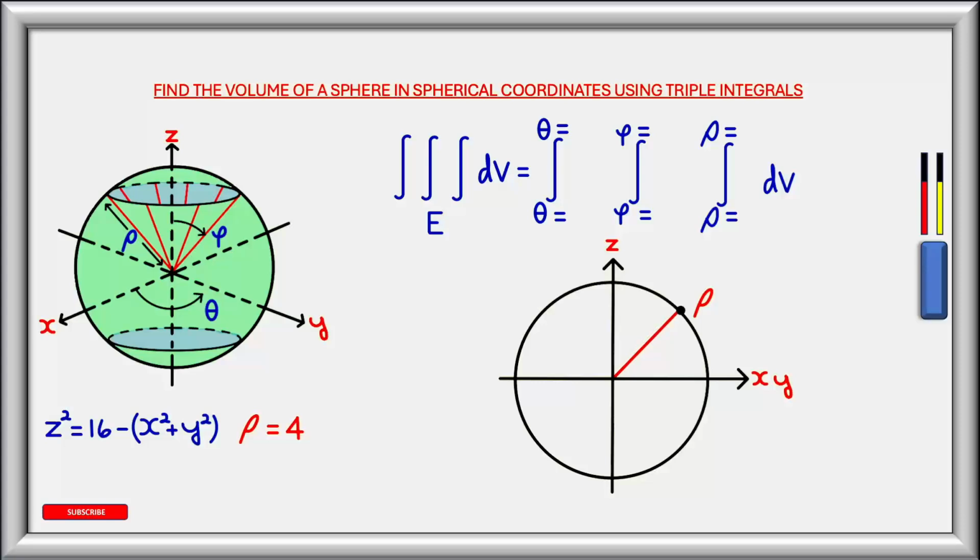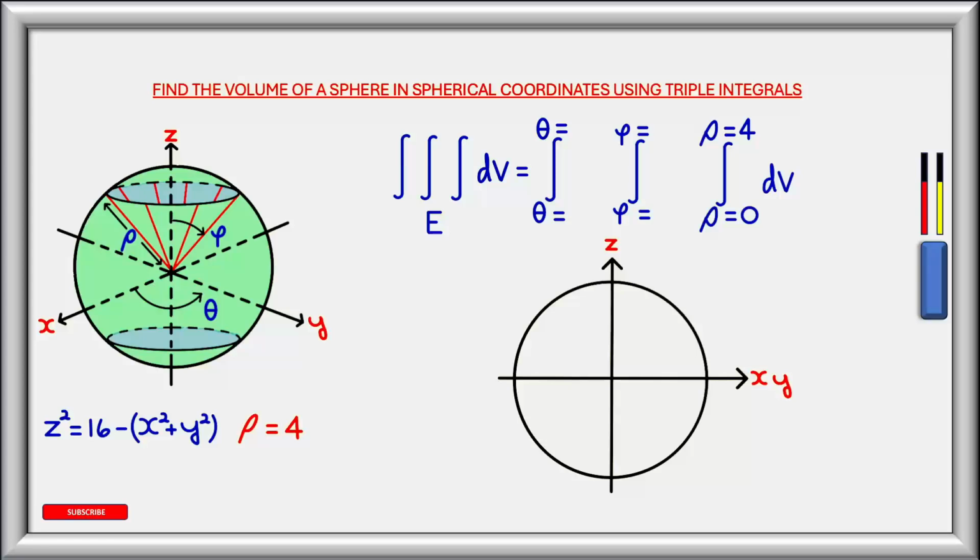To help us understand the region, this diagram is a view along the z-axis from the xy plane. In spherical coordinates, rho is the radial distance from the origin to a point in space. So in our example, rho goes from the origin, where it's equal to 0, to the boundary of the sphere, where we know rho is equal to 4 in spherical coordinates. And these represent the upper and lower limits of integration for rho. Next, let's look at the limits of integration for phi.